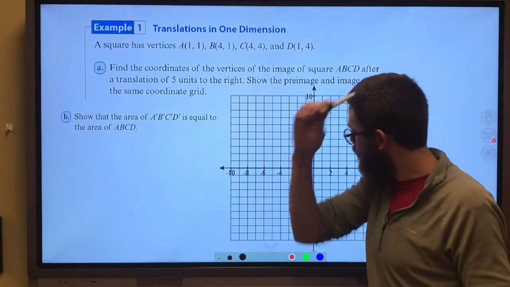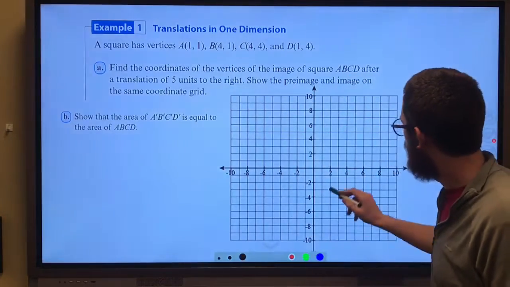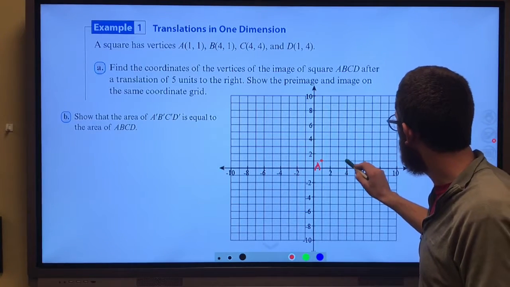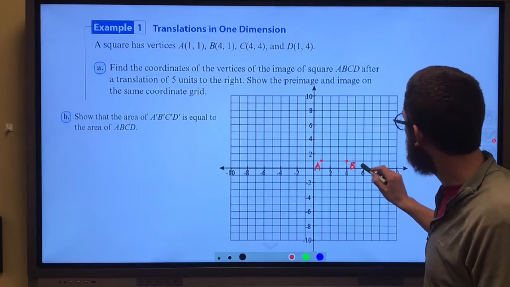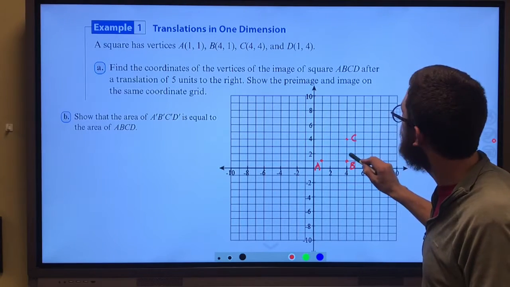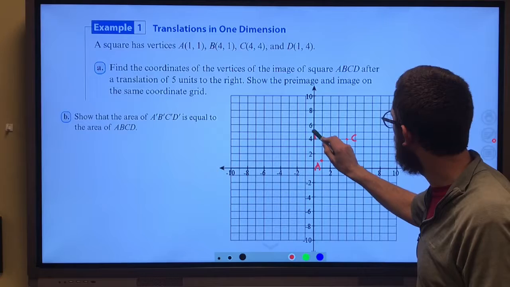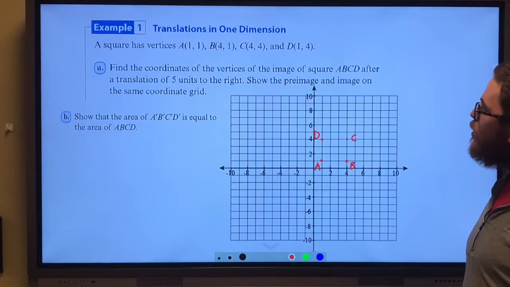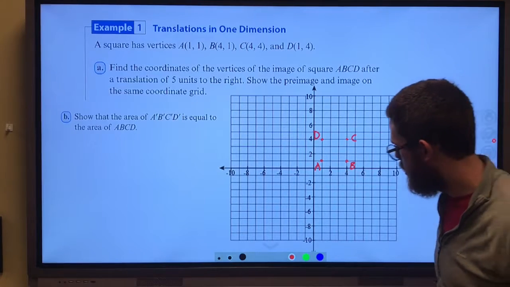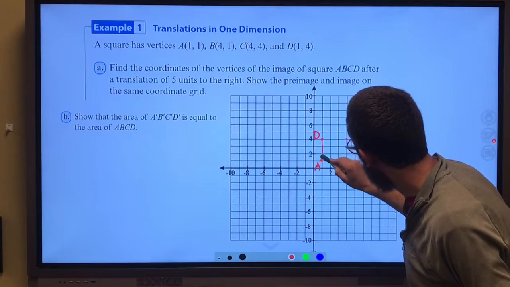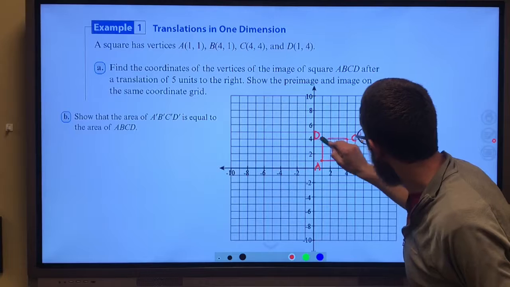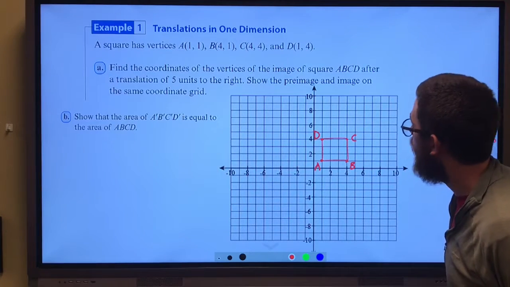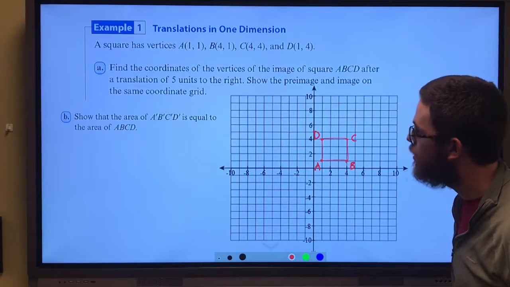So it says a square has vertices A at 1, 1. There's A. We've got B at 4, 1. There's B. We've got C at 4, 4. There's C and D at 1, 4. That would make sense to complete our square. I'll find the coordinates of the vertices of the image of this square after a translation of 5 units to the right, and show the pre-image and image on the same coordinate grid.